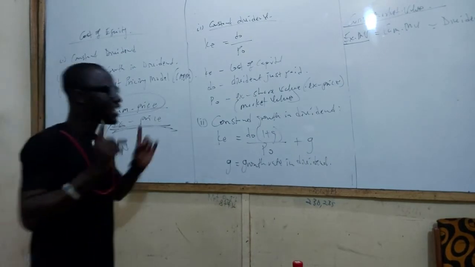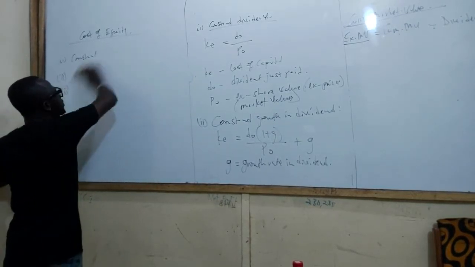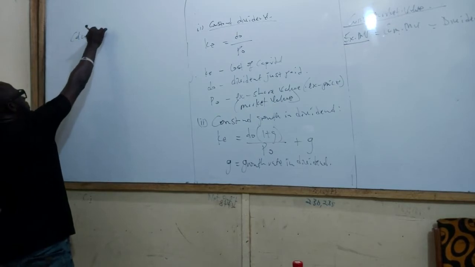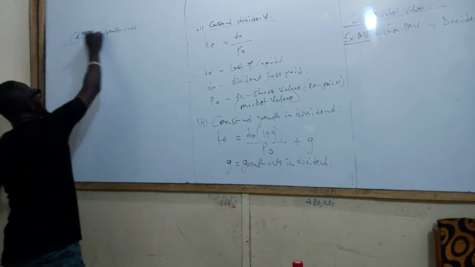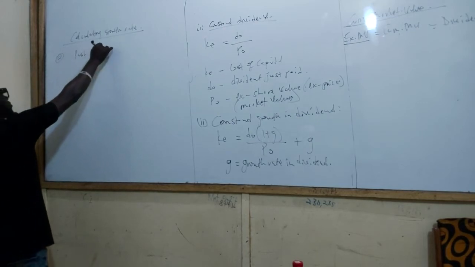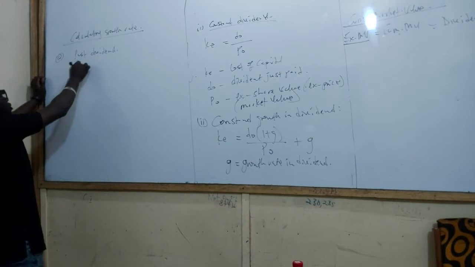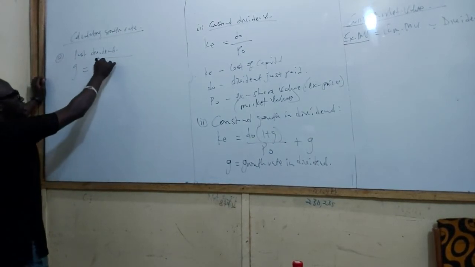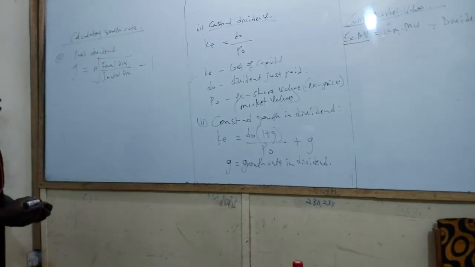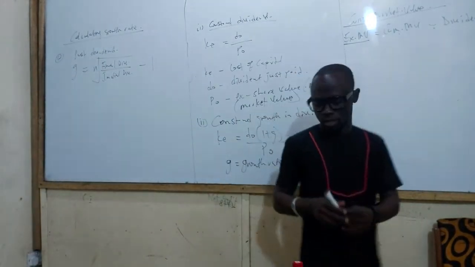Now, when it comes to the growth rate, sometimes the examiner will not give it to you, so you must calculate it yourself. There are various ways through which growth rates can be calculated. So let's look at calculating growth rates. The first way is using past dividend. In that case, the growth rate equals the nth root of the final dividend divided by the initial dividend, minus 1.